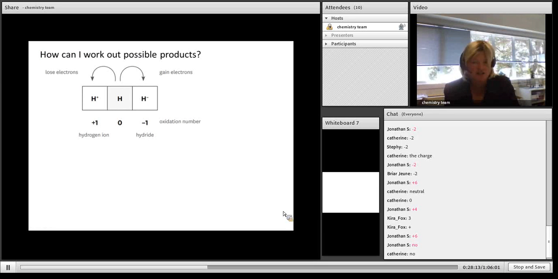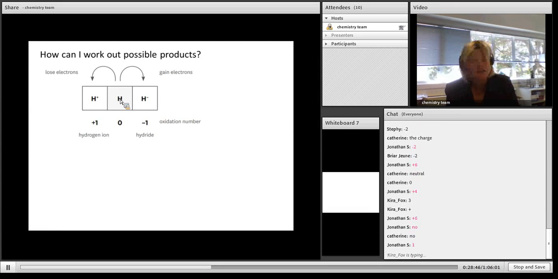Right, I'm just checking the time so that we don't go over. One of the questions students often don't know is working out possible products. I gave you the products, that it was a sulfate and the chromium 3+ ion, but you may not know that. So how could you work it out? Your periodic table can help you a lot, if you look at the number of valence electrons.